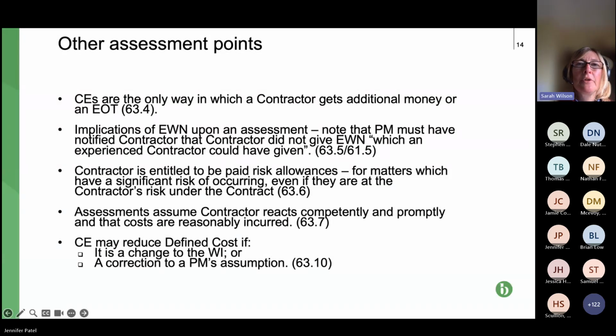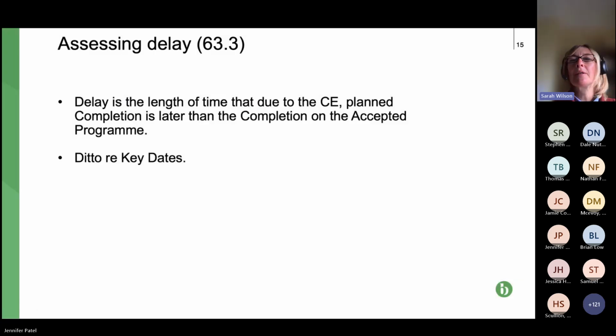I think we've covered all of that. Oh, sorry, no, the fourth bullet point, keep going, that's fine, Jen.